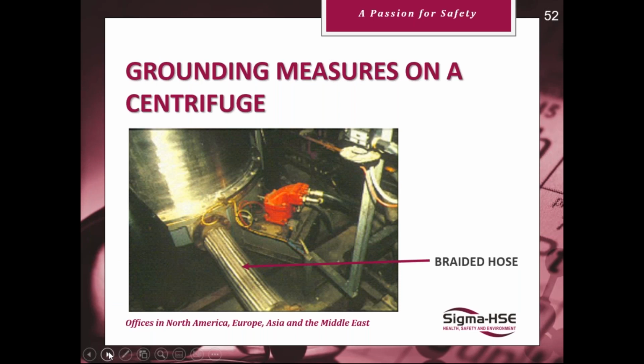So with grounding measures on a centrifuge, you see the braided hose, but also remember the pipework underneath. If it's metal pipework, also confirm that the metal pipework is earthed as well as the braided hose.